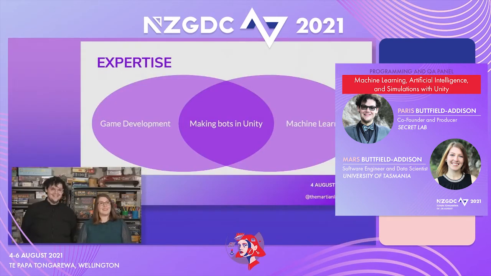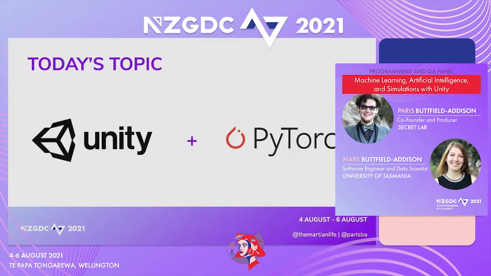One of the things we do together is find the overlap between our two different domains. I do lots of things with game development, and she does lots of things with machine learning, which is the thing that underpins them. The thing you can do with those two things combined, by our powers combined, is make bots in Unity. So we're talking specifically about combining Unity with the amazing machine learning community full of tools like PyTorch and TensorFlow and things like that.